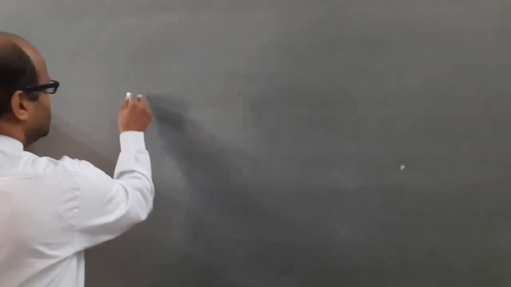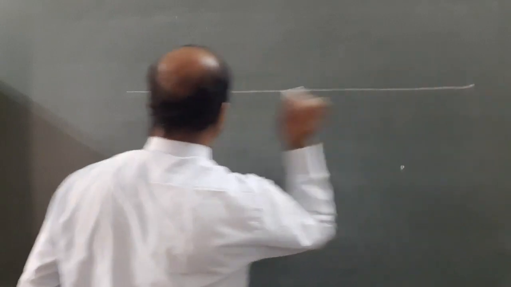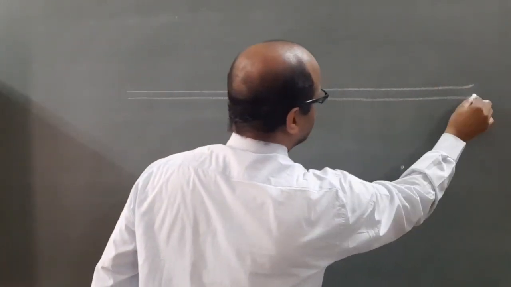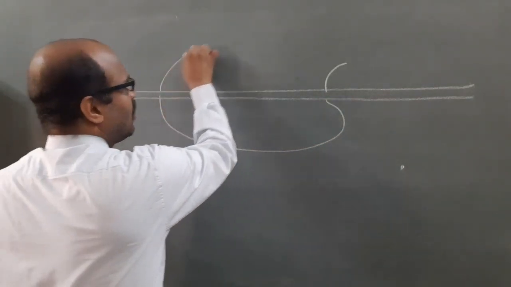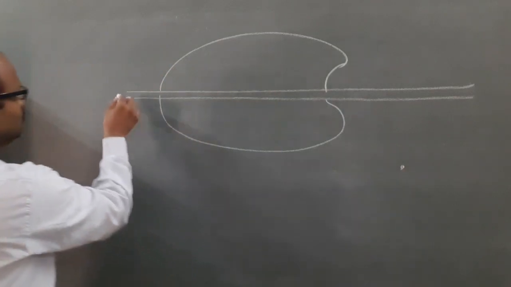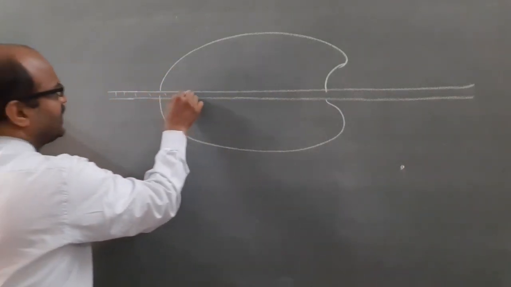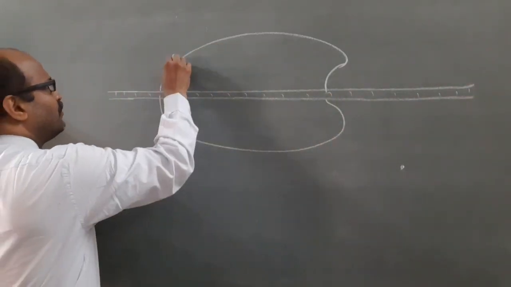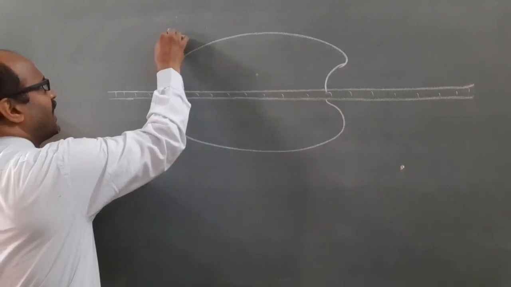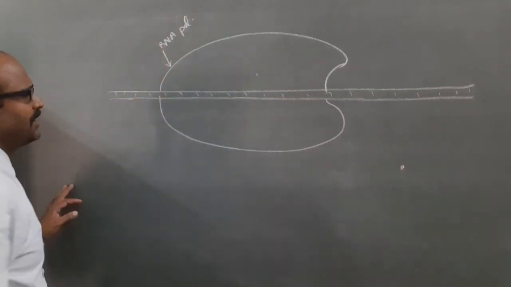Hello everyone. In this video I will discuss prokaryotic promoters, or the promoter in bacteria, especially the promoter of E. coli. So let's see, at the beginning of transcription, RNA polymerase enzyme will bind on specific sequences of DNA. This is the DNA strand, and suppose that this is the RNA polymerase enzyme, RNA pol.